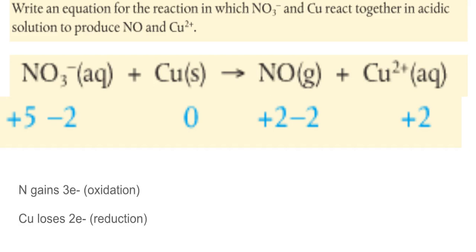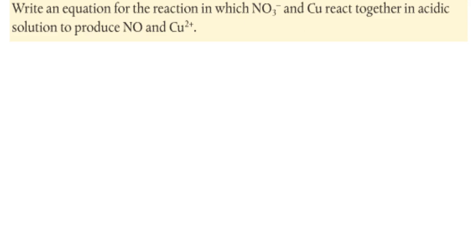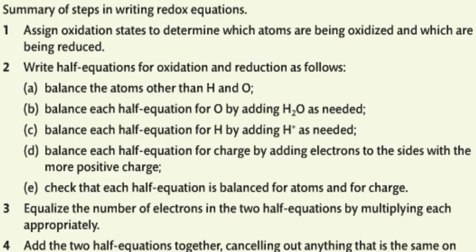And so we can see that nitrogen is going from +5 to +2, and so it's gaining 3 electrons, so that's oxidation. And copper is losing 2 electrons, and so that's reduction. Okay? So we're good so far. And so we have to follow the steps on your screen in order to actually balance these redox equations. So we just assigned the oxidation states, that's fine.